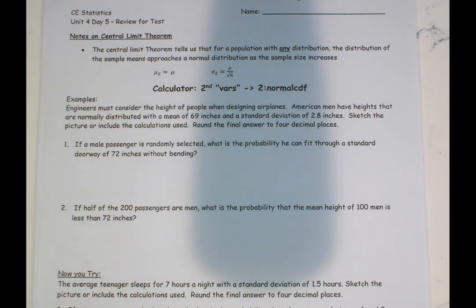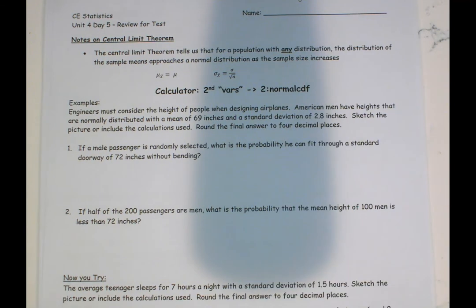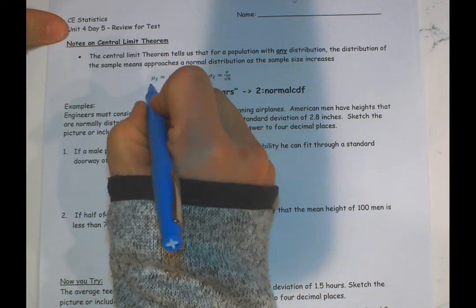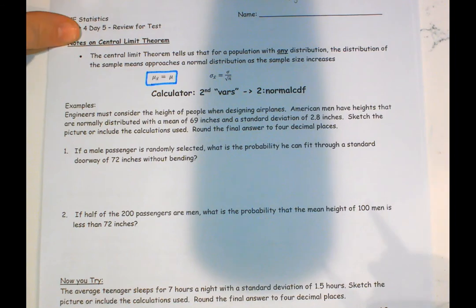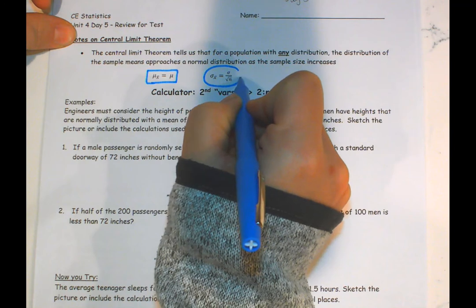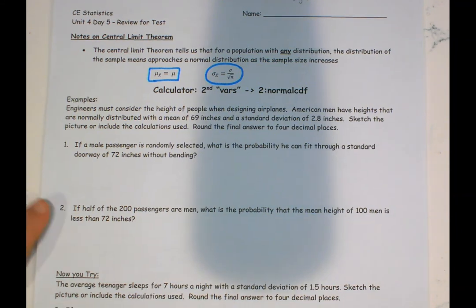We started this unit with the central limit theorem. The central limit theorem tells us that for a population of any distribution, so it does not have to start normal, it could be uniform, skewed right, skewed left, the distribution of the sample means approaches a normal distribution as the sample size increases. And some important things we figured out is our sample mean and our population mean are equal. So when we're calculating, our means do not change, but it's just our standard deviation that's going to change when we're calculating our normal distributions and trying to figure out our probabilities. So let's look at an example.